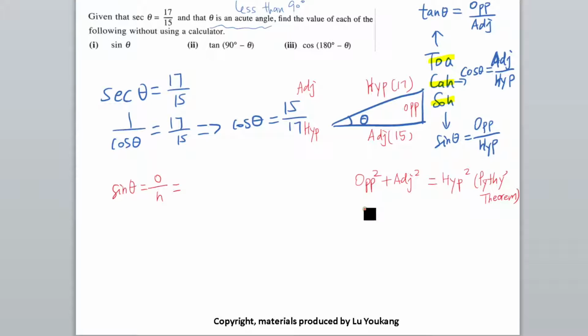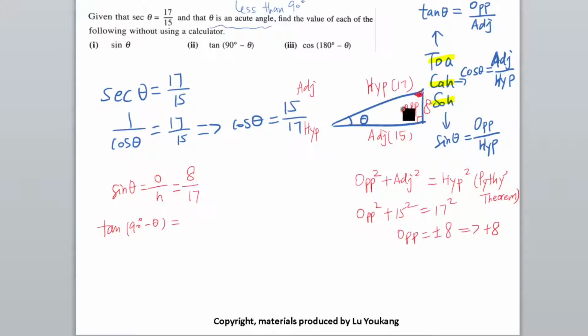So let me sub in the values. Opposite is what we need to find, adjacent is 15, hypotenuse 17. Sub it in, you should get your opposite to be plus or minus 8, and we only take plus 8. So I will write down 8 in the diagram. So we have opposite over hypotenuse, or sine theta, therefore your sine theta is 8/17. And by the way, theta is an acute angle, therefore it is positive for cosine theta, sine theta, and tangent theta.